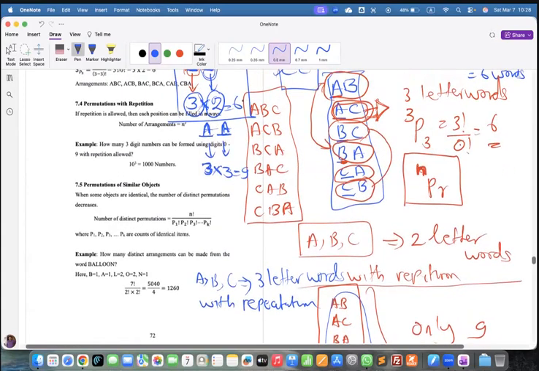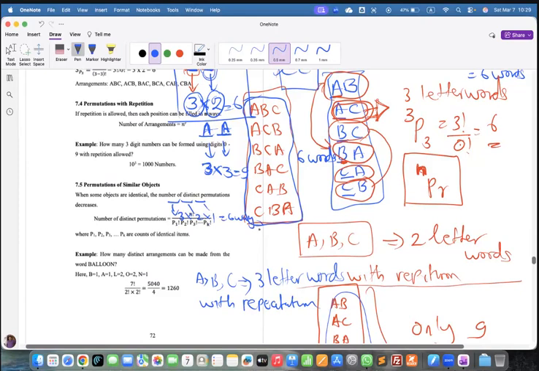Previously, without repetition, we were making only these, right? Without repetition, we are making only 6 three-letter words. So how can we find 27? Without repetition, that is, without repeating the same letter, the first position has 3 ways, the second position 2 ways, and the third position 1 way: 3 into 2 into 1, 6 ways.